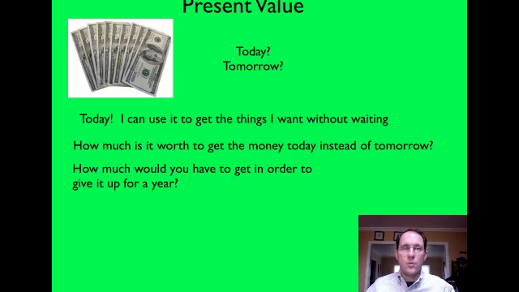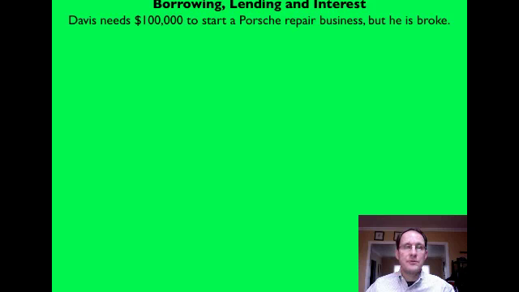Also important is, what is it worth, or what does the person who gave it up need to get in order to give it up for a year so you can have it? That's important too. So this giving and getting and what you'd need to get in return, it's all about borrowing, lending, and interest. Let's use an example.